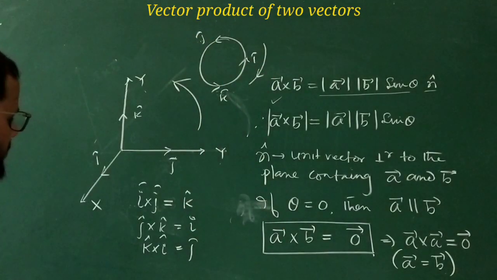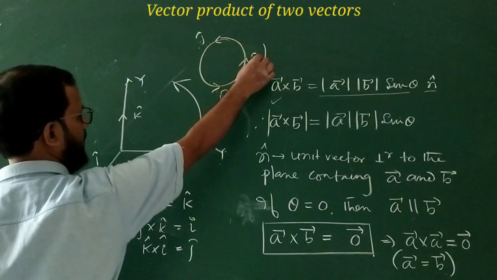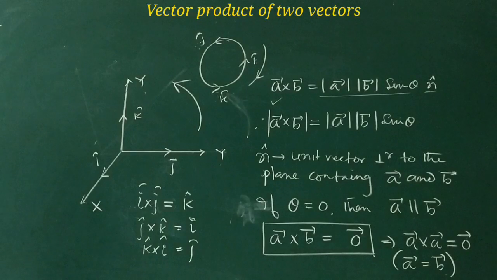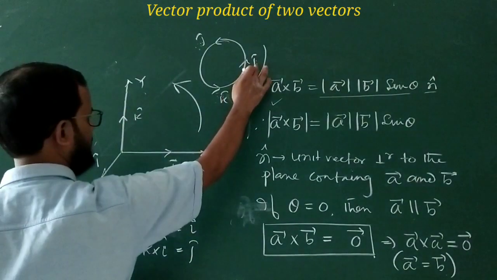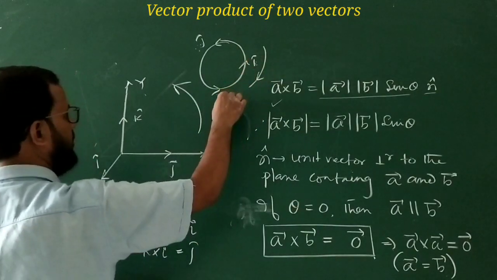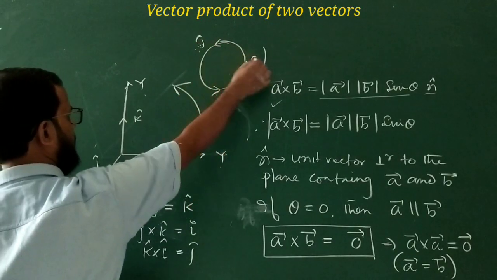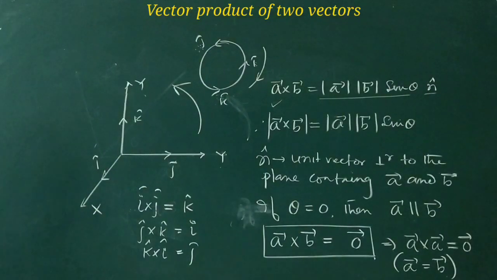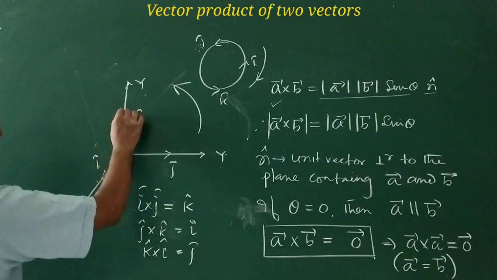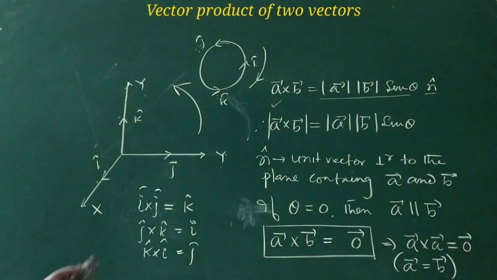For anti-clockwise rotation, i cross j equals k. For clockwise, i cross k equals minus j, j cross i equals minus k, and k cross j equals minus i. In this way, if you rotate in the opposite direction, the clockwise direction, i cross k gives minus j, j cross i gives minus k, and k cross j gives minus i. From here, I am taking i cross j; if I take j cross i then it will be minus k. i cross k gives minus j, and k cross j gives minus i. Remember all of these.